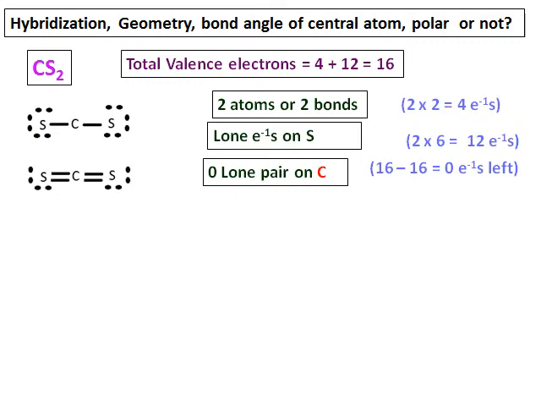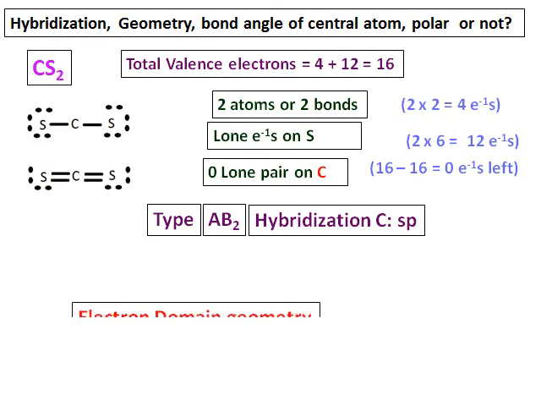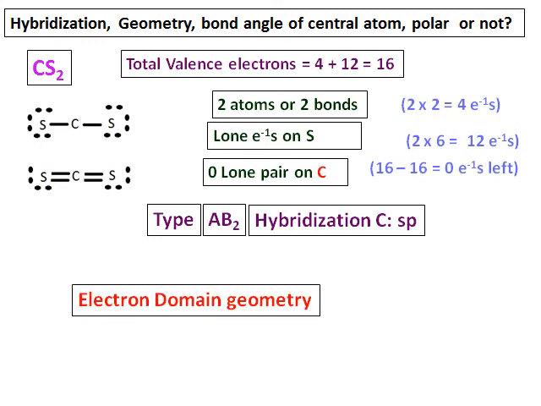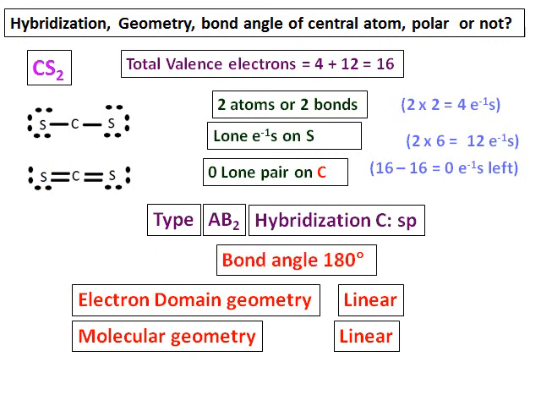Therefore one of the lone pairs from each sulfur moves over, and I get a carbon sulfur double bond, and hence this molecule is AB2 type, and the hybridization of the central atom will be sp, and the electron domain geometry is going to be linear, and the molecular geometry, because of the absence of any lone pair, will also be linear. The bond angle is 180. The molecule is symmetric, and hence it will be non-polar.